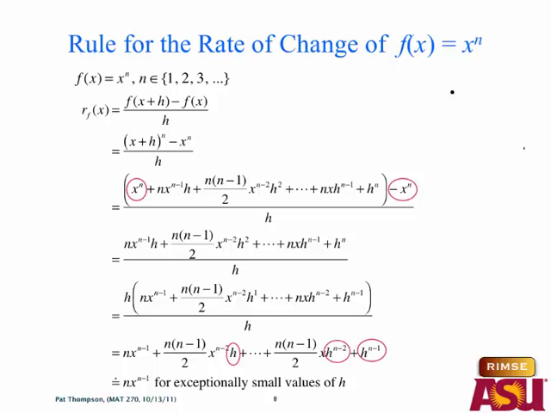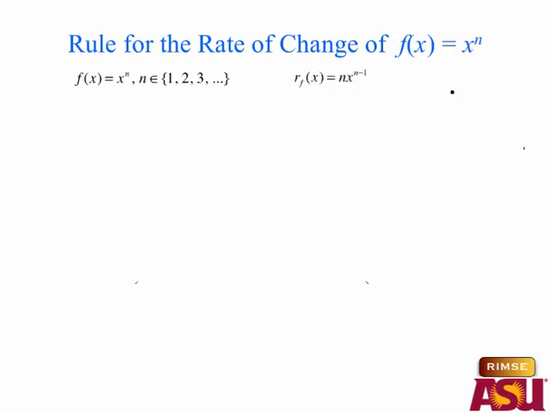All right, here we go. If f of x is x to the n, then its rate of change is n x to the n minus 1. Visually, you can think about it as taking the exponent and moving it down in front to be the coefficient, and then reducing the exponent by 1. That gives you the exact rate of change function for x to the n.